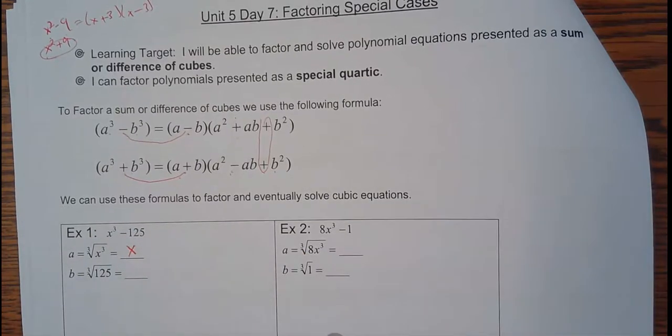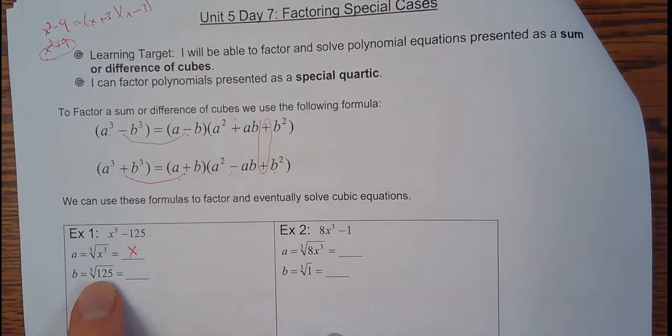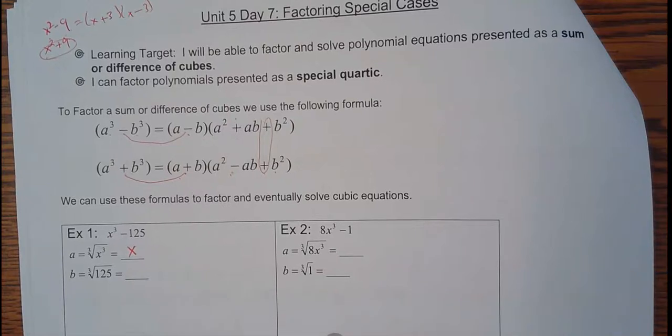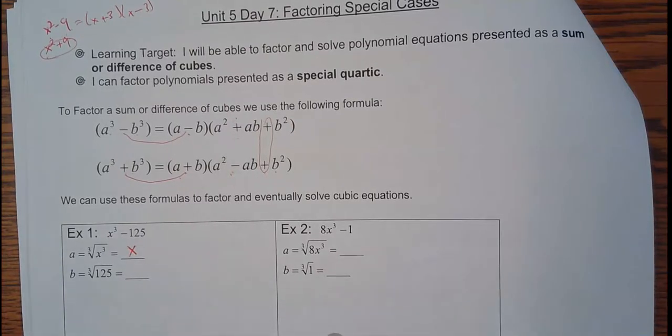So what's being cubed? X. Here, 125, what's being cubed? What times itself three times equals 125? What times what times what, same thing over and over, equals 125? Like 2 times 2 times 2 is 8. 3 times 3 times 3 is 27.